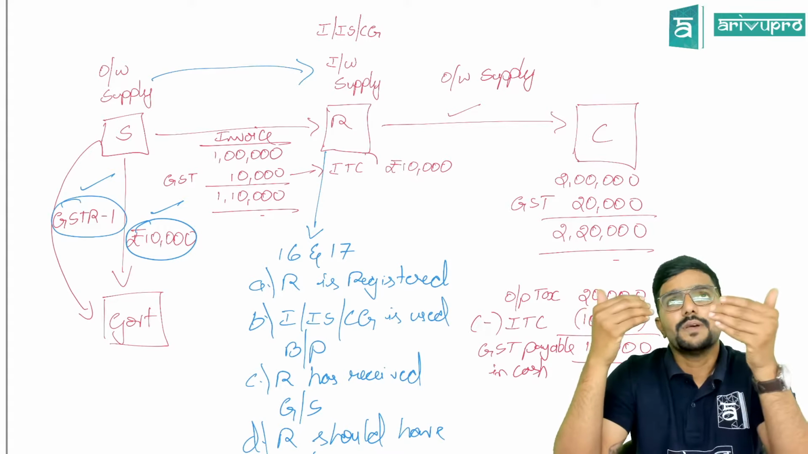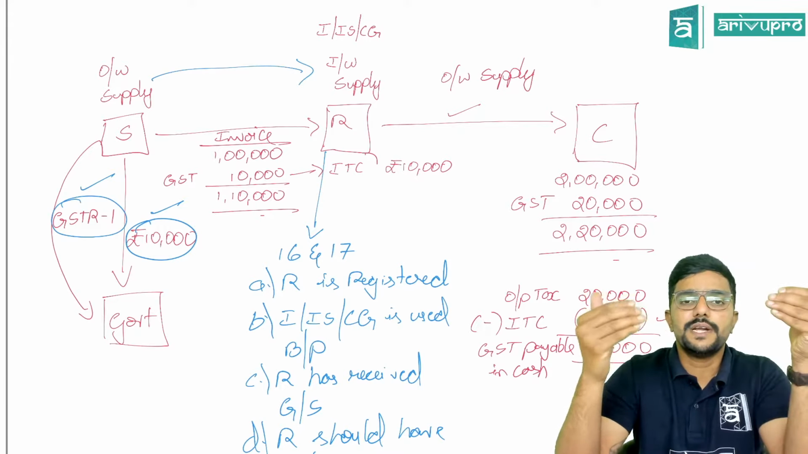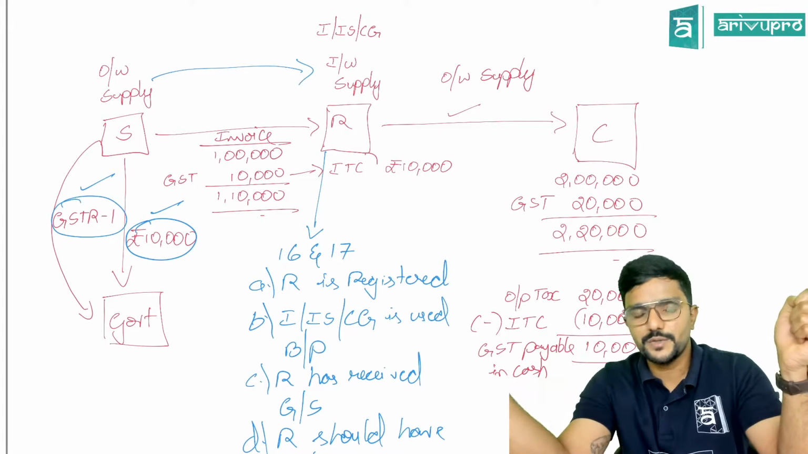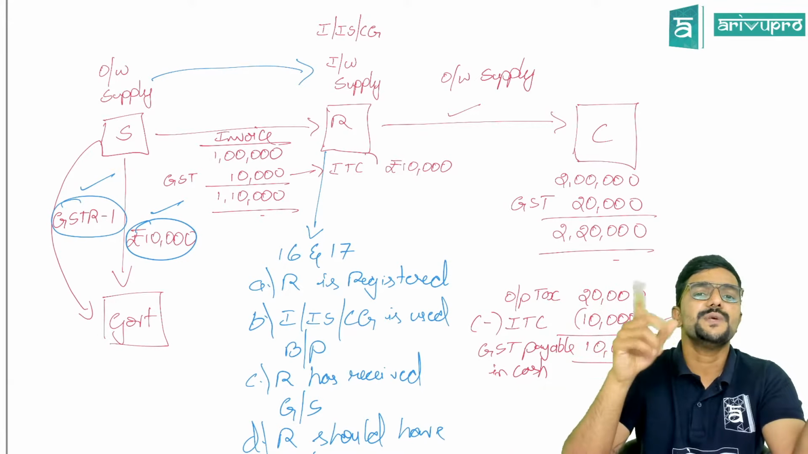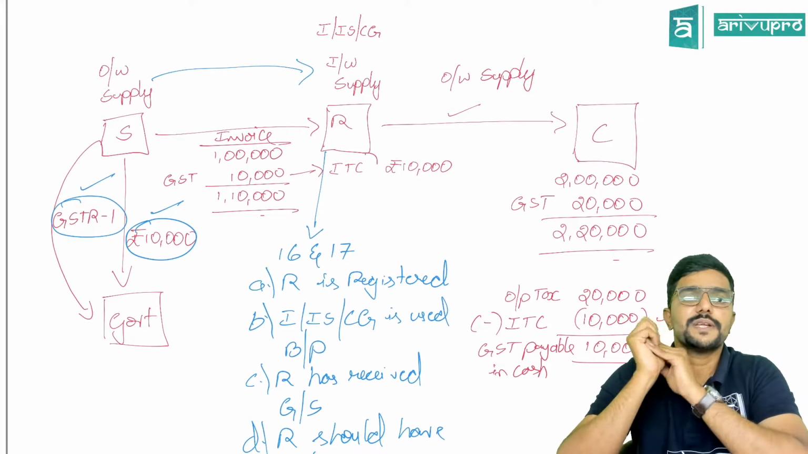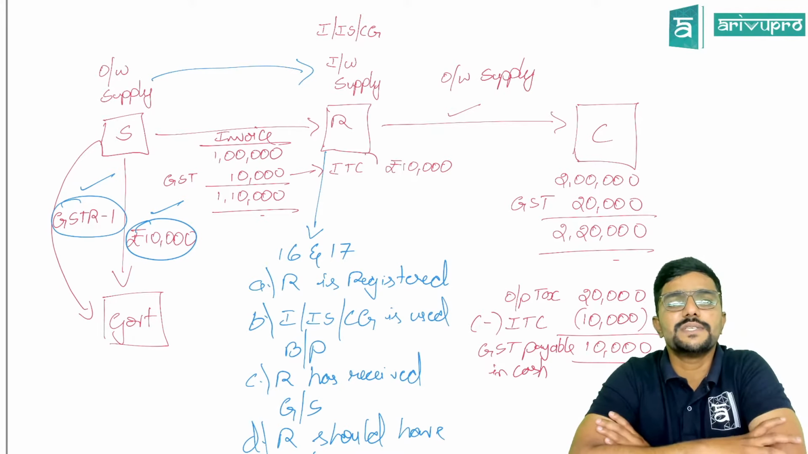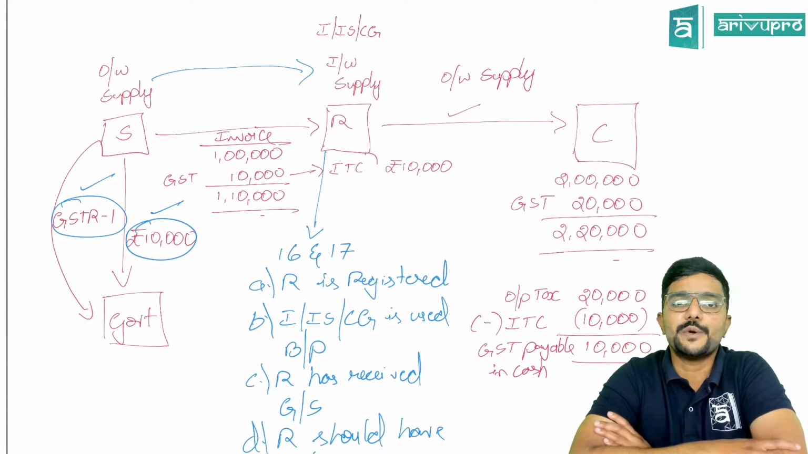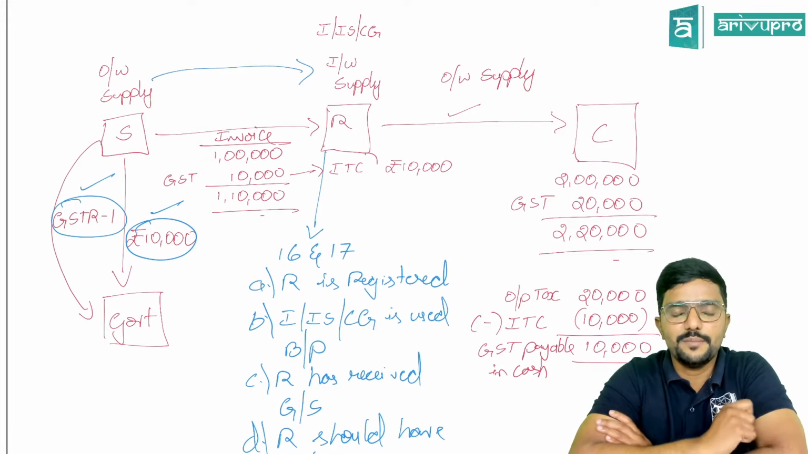Then coming to the supplier, he has to give the details of his outward supply which he has made to the recipient in his GSTR 1 or using the invoice furnishing facility. Then the recipient also should file his GSTR 3B. Only then will he be able to claim his input tax credit.